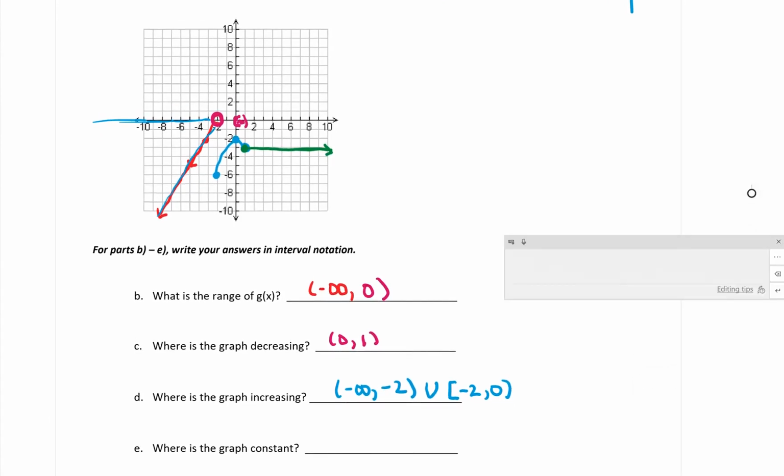Where's the graph constant? That's where our graph is horizontal. And so looking at our x values again, it's horizontal starting at 1 and going to infinity.